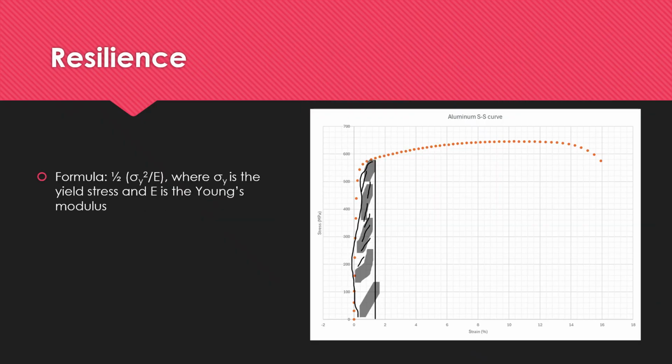Area under the curve up to the yield point, which is drawn right here on this image. The formula that can be used is 1/2 sigma y squared divided by E, where sigma y is the yield stress and E is the Young's modulus.